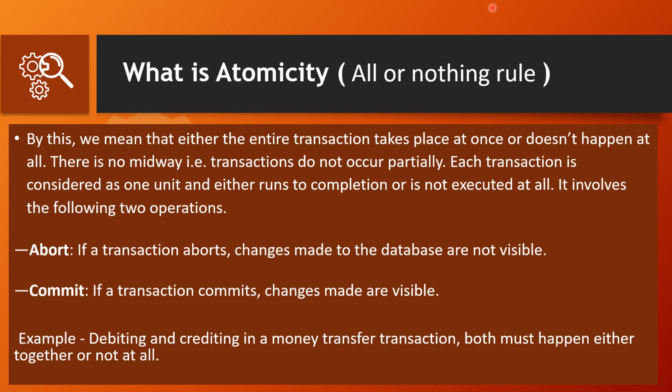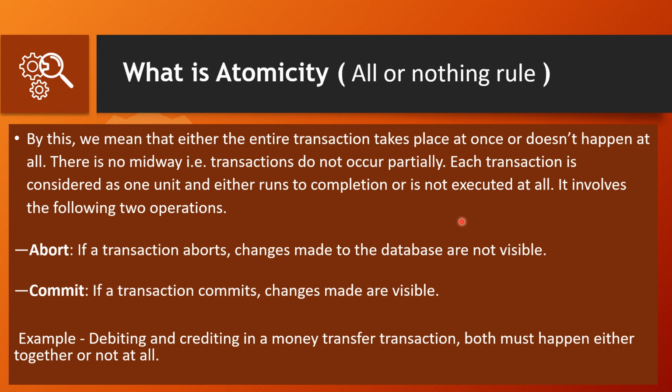So what is atomicity? Atomicity means the all or nothing rule. What is this rule? By this we mean that either the entire transaction takes place at once or does not happen at all. If you are going to withdraw your amount from an ATM machine, either it will take place or it is not going to take place. There is no midway.